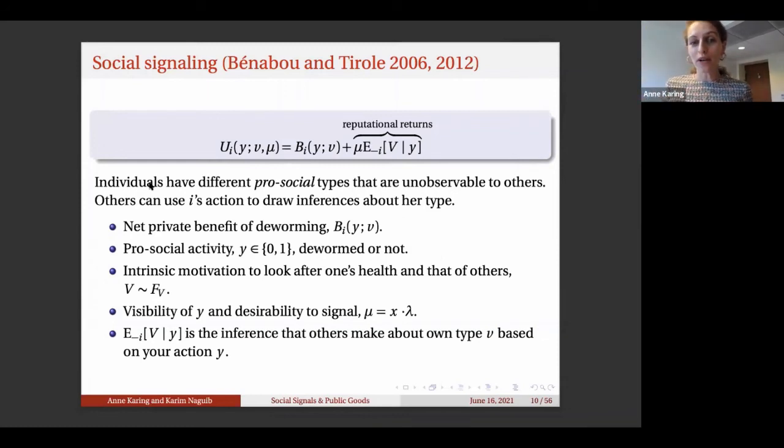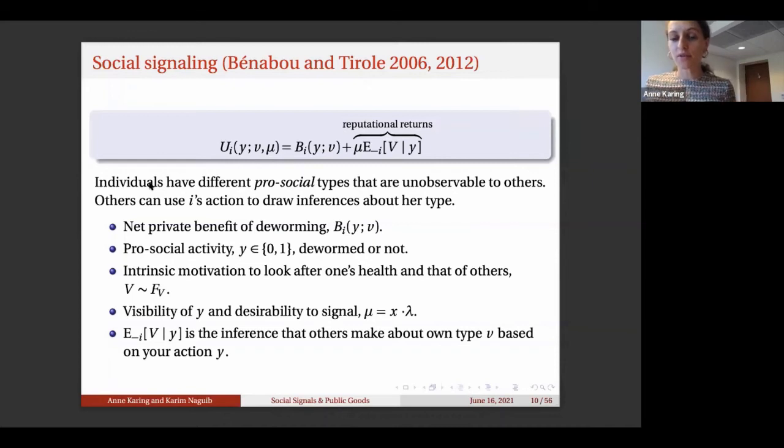So we're going to be working with a theory on pro-social behavior and social signaling by Bénabou and Tirole in two of their papers, one from 2006 and a second one, maybe less known, from 2012, called Laws and Norms. So on top, I'm showing you an individual's utility function, which we're broadly thinking about as constituting of two terms.